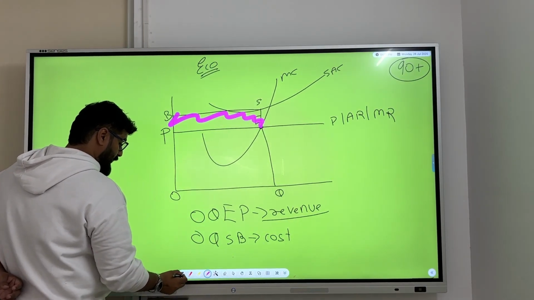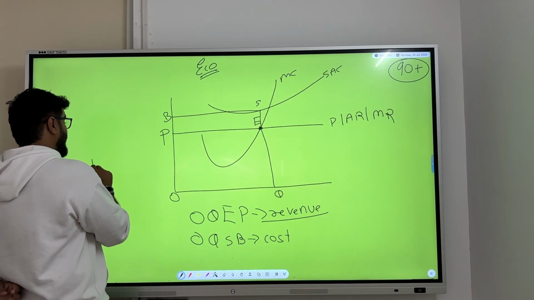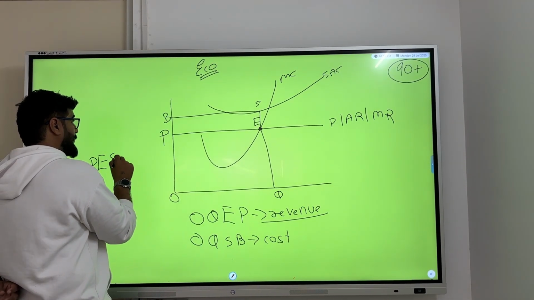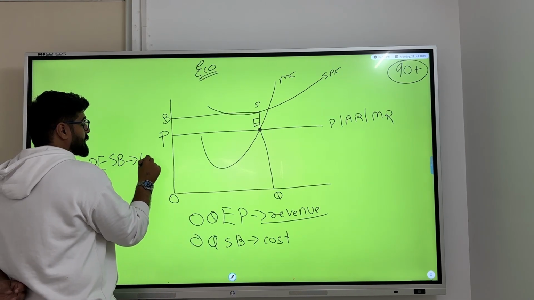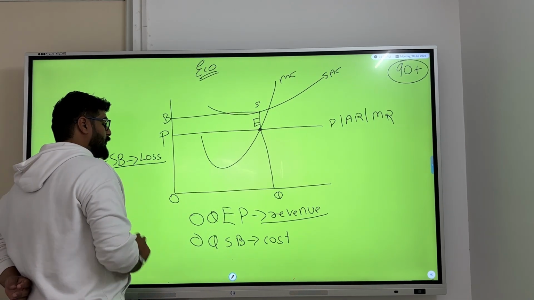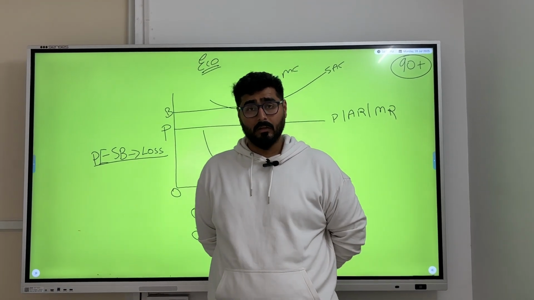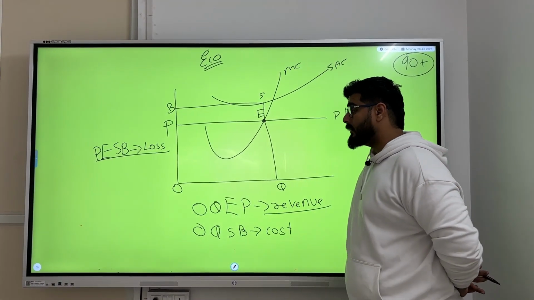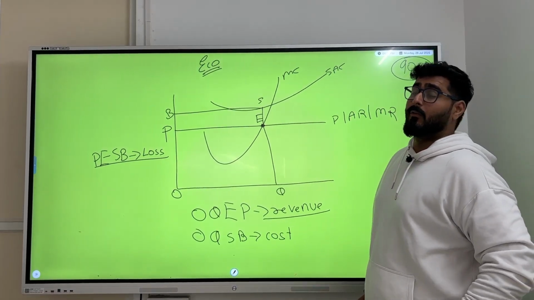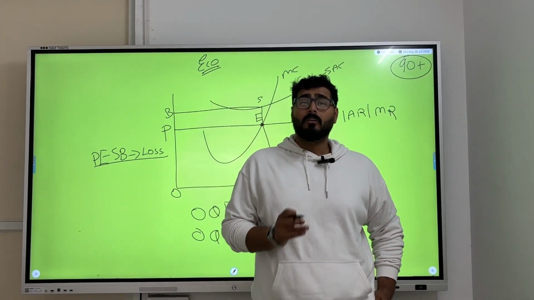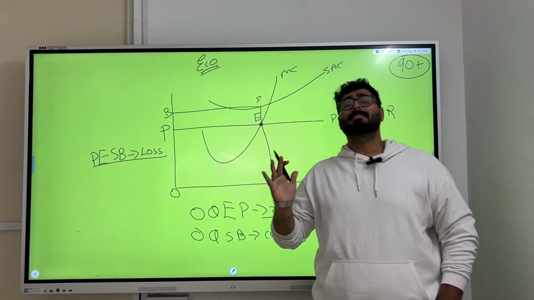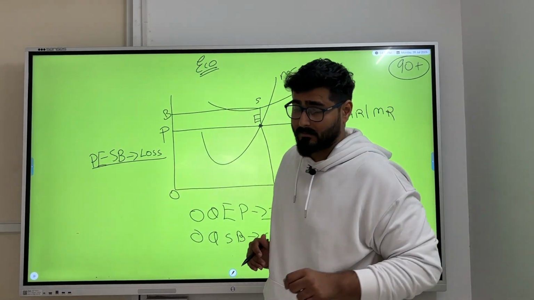So what happens over here? This portion PESB is my loss. Okay, fine. A firm may incur a loss. But now over here, what we have to understand is whether at this point a firm should continue the business or they should shut down the business.